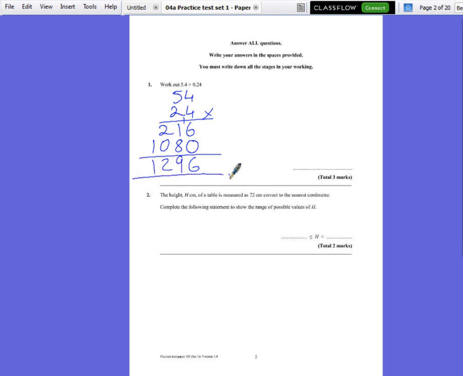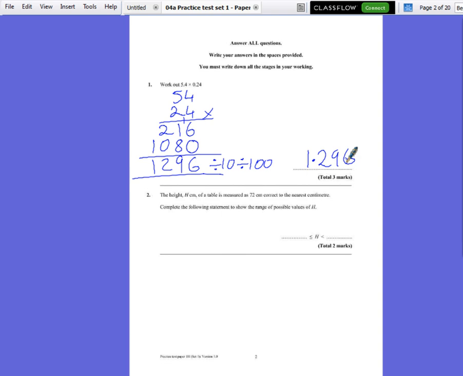Now, because I changed the 5.4 to 54, I need to divide that answer by 10, and because I changed the 0.24 to 24, I then need to divide it by 100 as well to change what I've done, so that will give me 1.296. Question 2. The height, h centimetres of a table, is measured as 72 centimetres correct to the nearest centimetre.